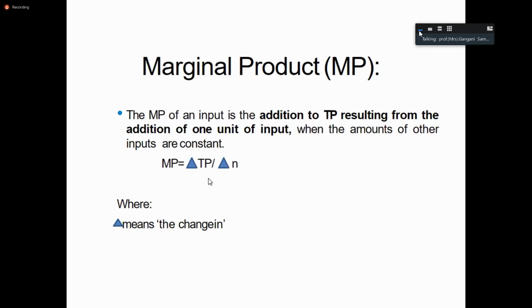Okay. So I think average product and marginal product is clear to you all. Average product, we take only the total product divided by number of units, but marginal product is change in total product divided by change in number of units. How the additional unit adds to the total product.